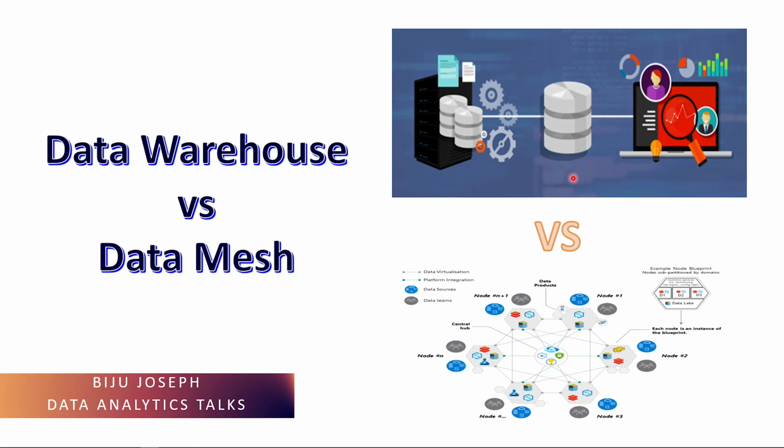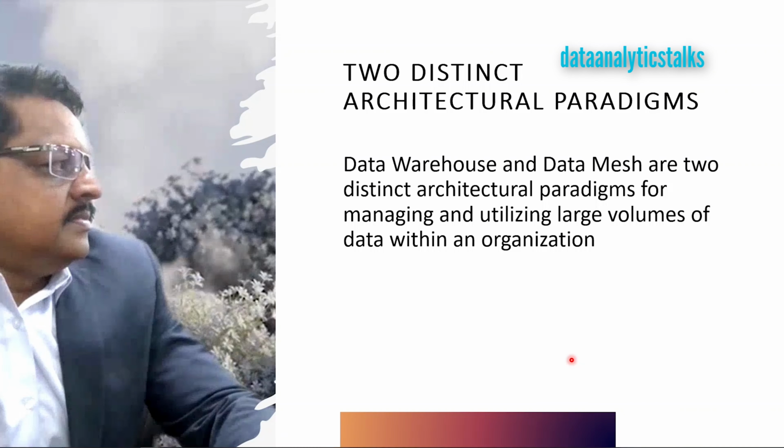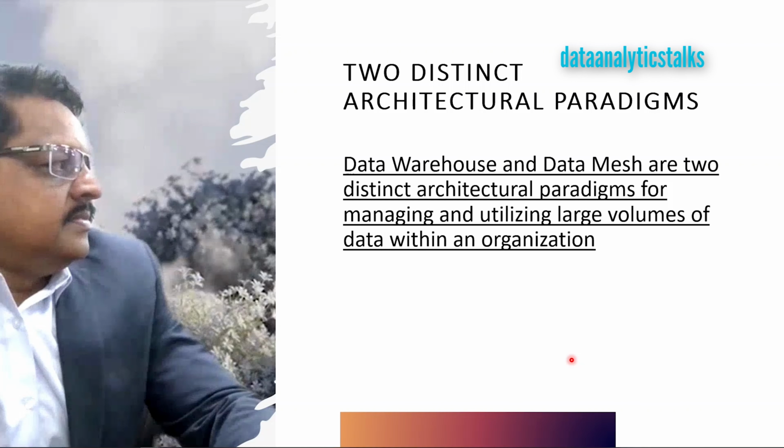In Data Analytics Talks, we have had a very detailed session on data warehouse and data mesh. So now it is time to summarize the difference between data warehouse and data mesh. As you see, they are two distinct architectural paradigms. If you would like to explain them, let's put it like this. Data warehouse and data mesh are two distinct architectural paradigms for managing and utilizing large volumes of data within an organization. It's all to do with managing and utilizing large volumes of data within any organization. So if you take them individually, what are the features? That's what we are going to see next.